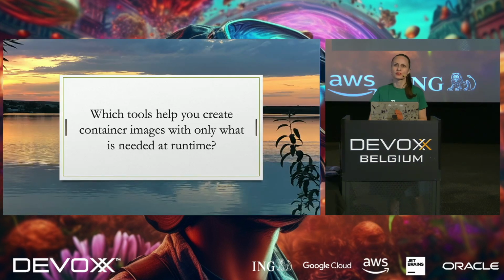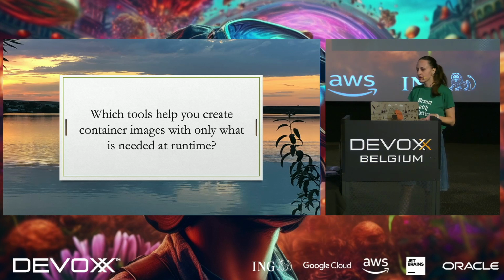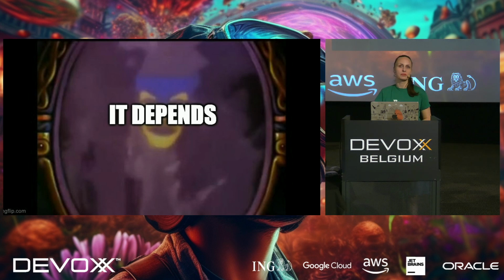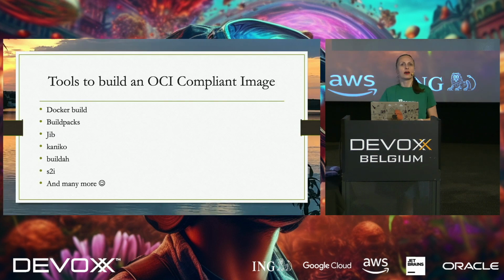Let's start with the first question. If I ask you which tools help you create your container images with only what is needed at runtime, probably some of you will tell me, well, it depends. It depends on what I like to use, because maybe I like to use the tools that I've been accustomed to for a while, like Jib or BuildKit or others. Or maybe I like to use the plain old Dockerfile. There are a lot of options nowadays.